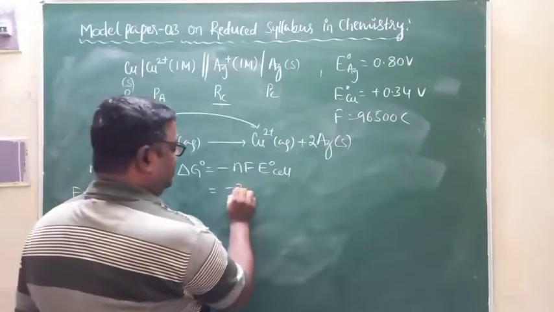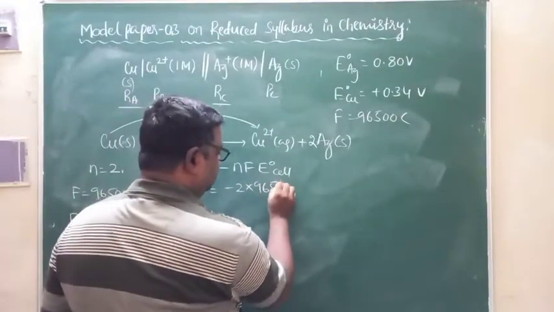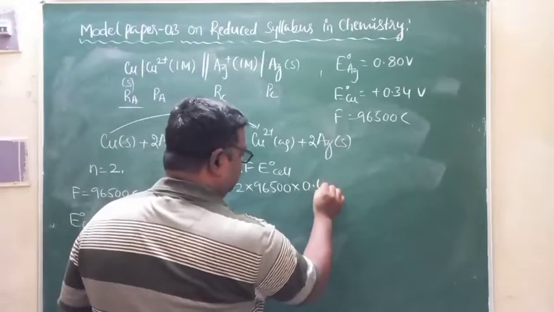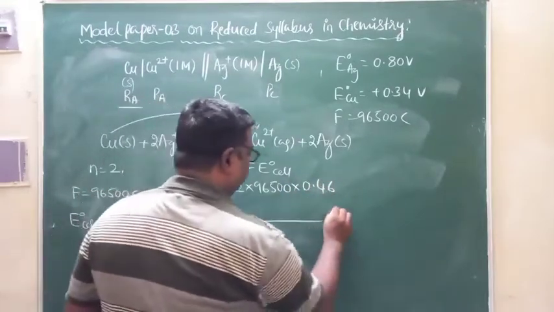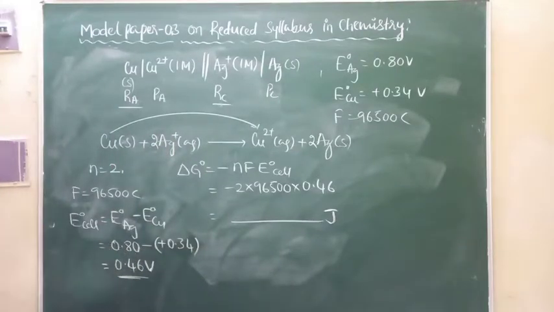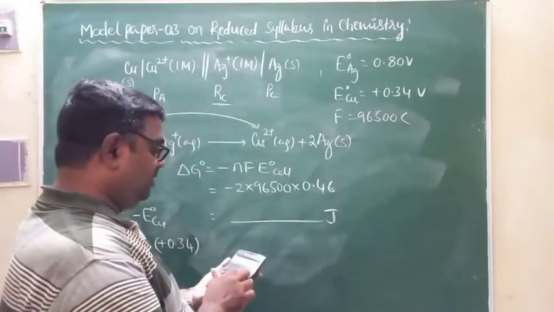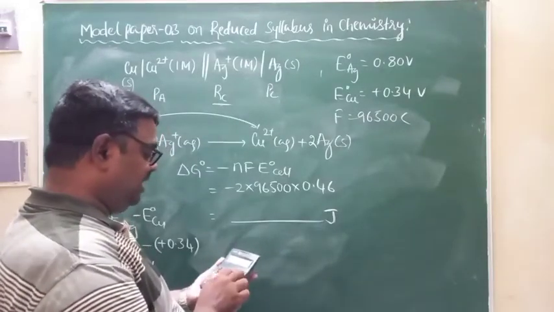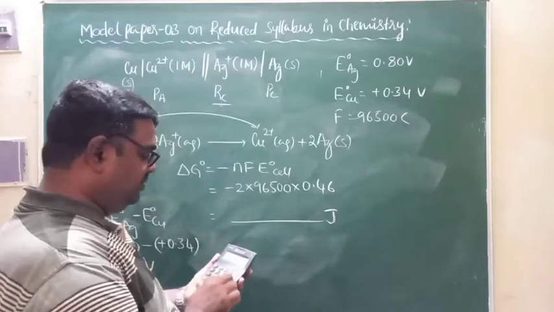Substitute: n is equal to 2, 96,500 into 0.46, and it will be in terms of joules. You just simplify that and you will get the answer. That is 2 into 96,500 into 0.46.